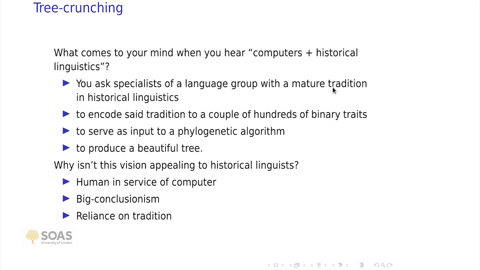So if we talk about computers and historical linguistics, the first thing that comes to mind, for people who have heard anything about it, is a paradigm like this. What I call tree crunching. You ask specialists of a language group with an already mature tradition of historical linguistics to encode the tradition into a couple of binary traits: whether this language has this or not, whether this word in this language is cognate to that word in that language or not. And you just put it all into a phylogenetic algorithm, and you get a tree.